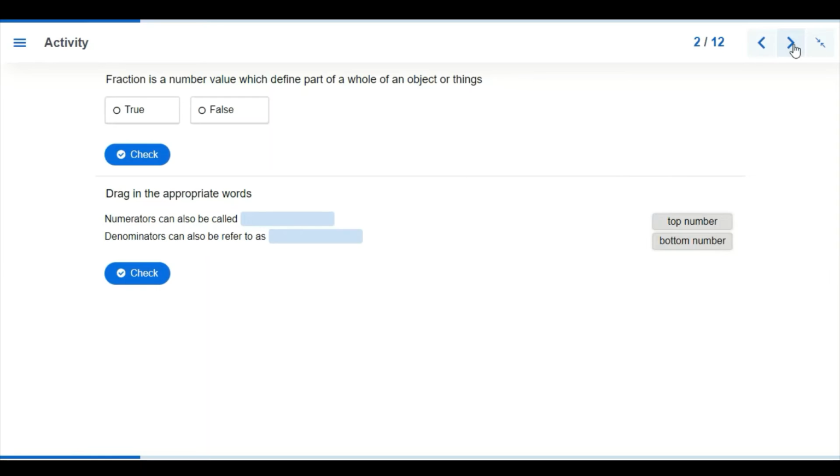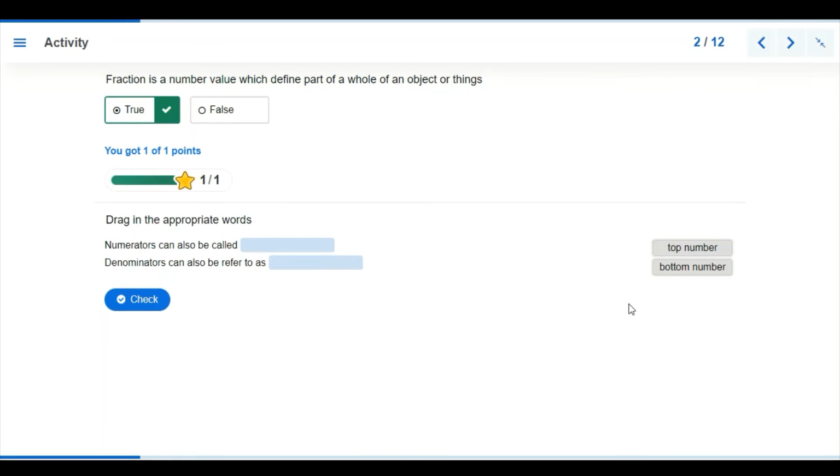Now we have activities based on what we've explained earlier. Fraction is a number value which defines part of a whole of an object or thing. I think that is right, so that should be true. Let's check. There. Now, we can call a numerator what as well? A top number. We've made mention of that. And denominator can also be called what? Bottom number. So let's check. We are right.